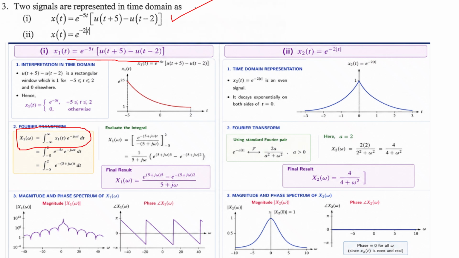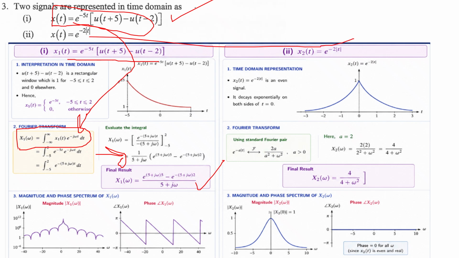X of omega, that is in the frequency domain, equals the integral from minus infinity to infinity of x(t) e to the power minus j omega t dt. So multiply by e to the power minus j omega t and then integrate it. After integrating, you will get X of j omega. That is the Fourier transform.